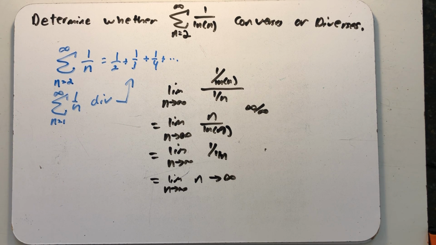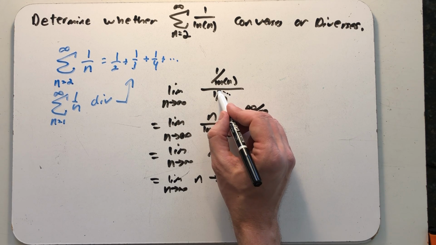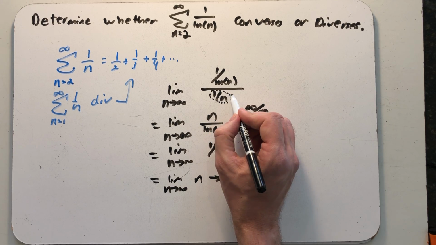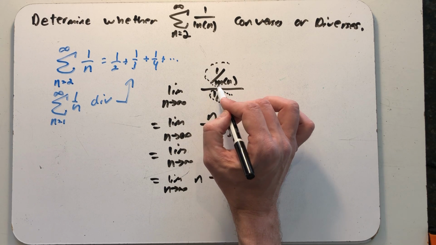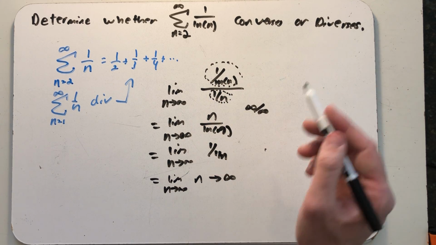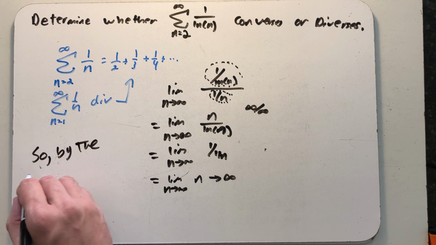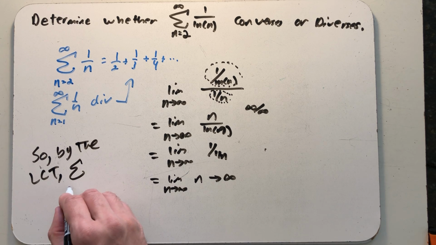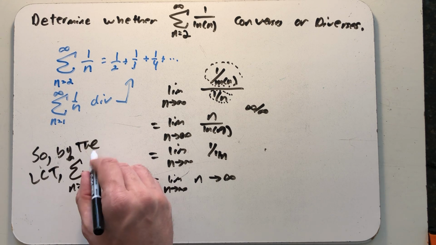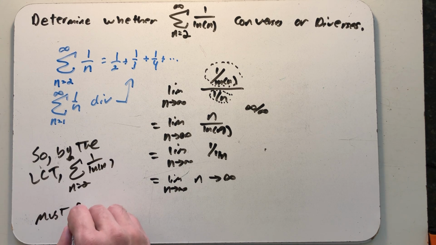And when looking at the conclusion in the limit comparison test, if I get an infinity and the series whose nth term formula is on the bottom is divergent, then the series whose nth term is on top also has to be divergent. So, by the limit comparison test, our sum from 2 to infinity of 1 over the natural log of n must diverge.